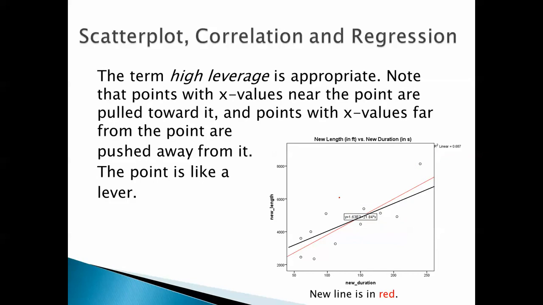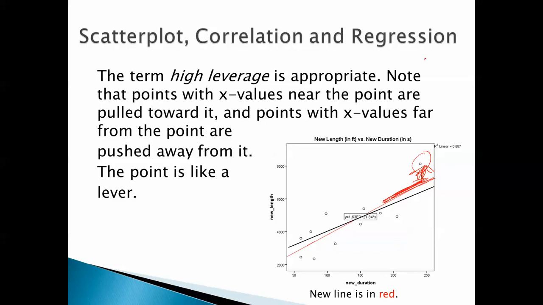The term high leverage is appropriate. Note that points with x values near the point are pulled towards it, and points with x values far away from the point are pushed away from it. This point is like a lever. In case you can't see what I mean, the black is the original line and the red is the new line. Points on the least squares regression line that are close to it are pulled towards it. So here, the red line is closer to the point than the black line is. But notice over here, the least squares regression line is pushed further away.